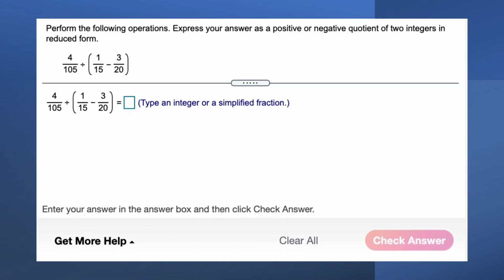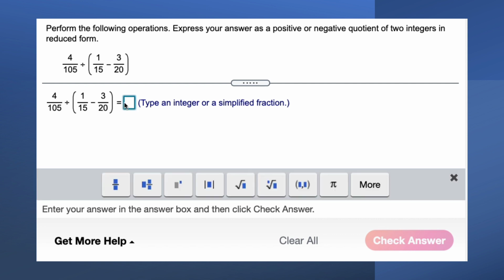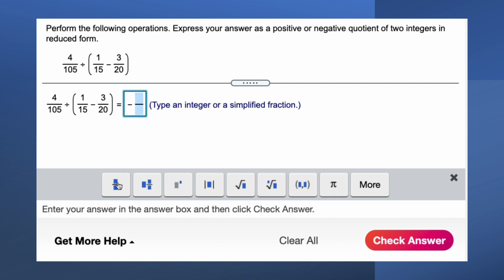Since our answer is negative 16 over 35, we'll first type in the negative sign. Next, select the fraction template, type in a 16, move your cursor, and type in a 35.